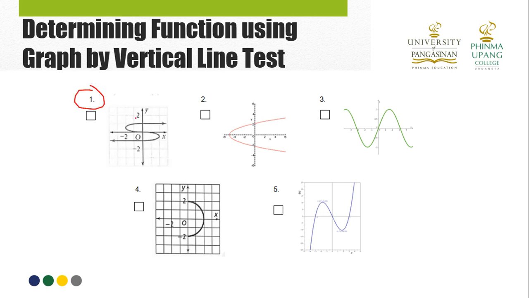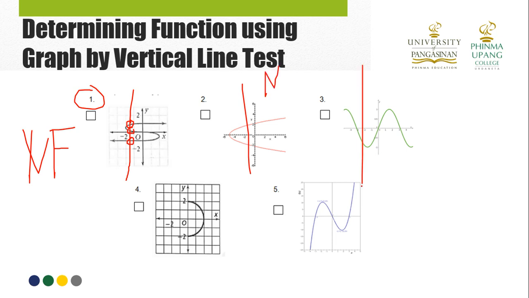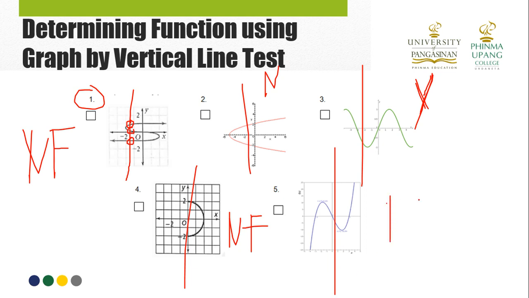So number 1, function or not? Not. This is not a function. How many times did you pass through curve 1? Three times. So, not a function. How about number 2? Not. How about number 3? Yes, function. Next, number 4. Not a function. How about number 5? Function. Are we clear now? Isn't it easy? Yes, sir.